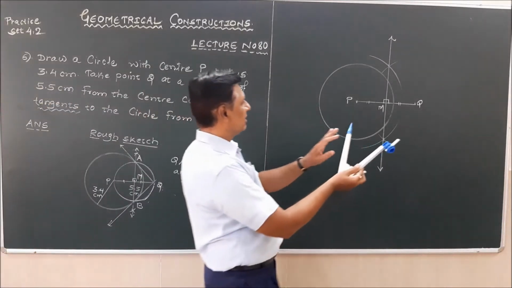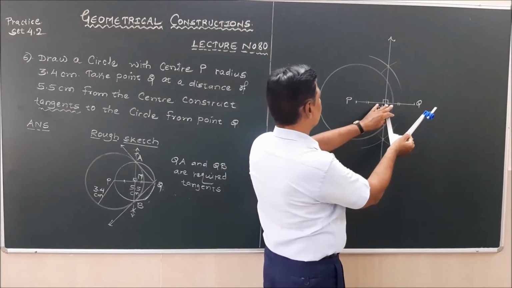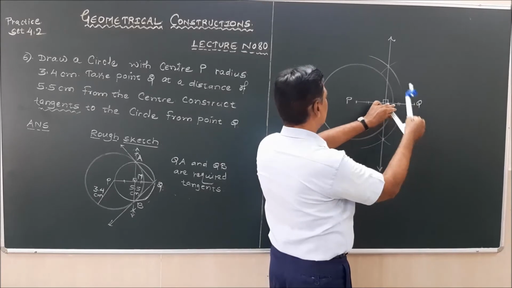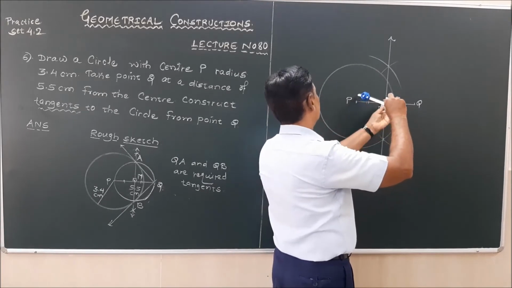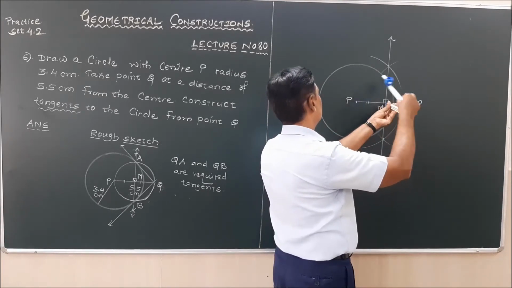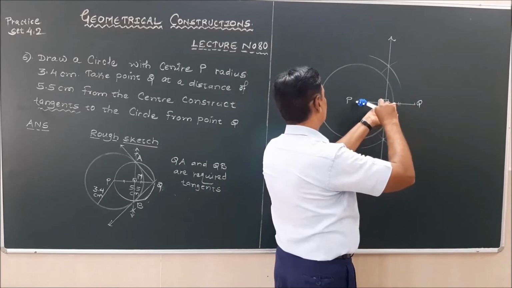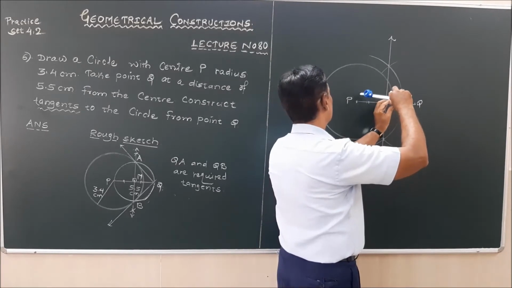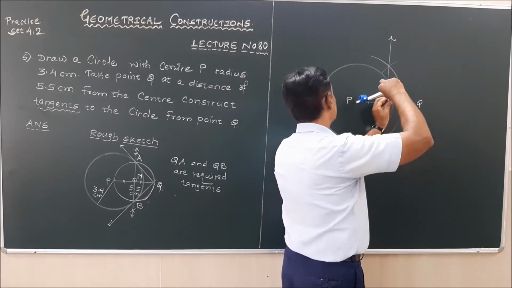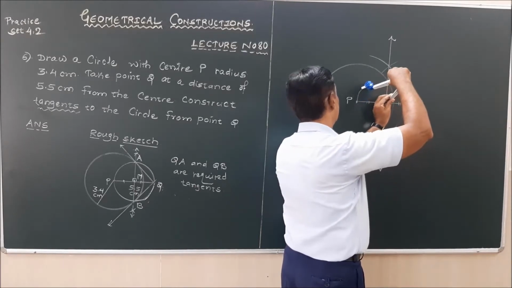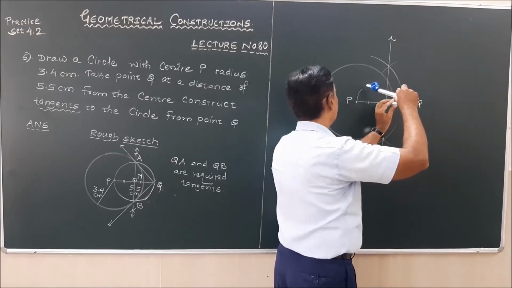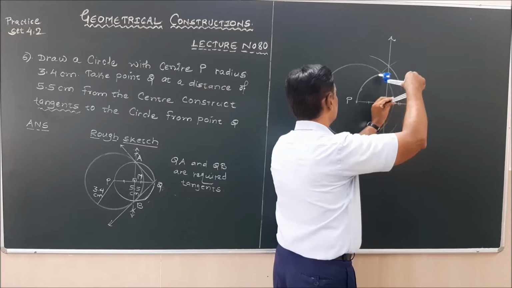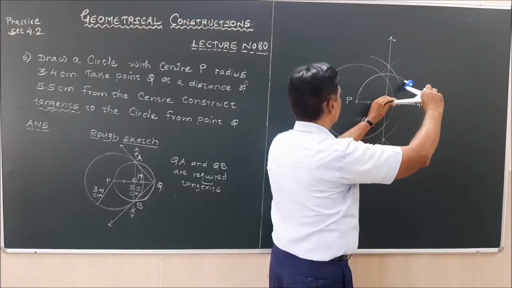Taking M as a center, this is important. Taking M as a center, radius is equal to PM or MQ. PM and MQ. Draw a circle passing through P as well as Q.